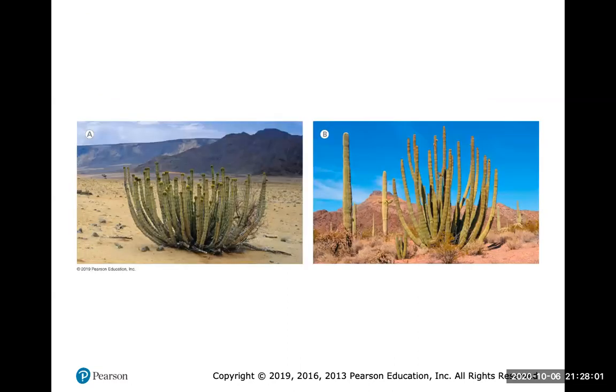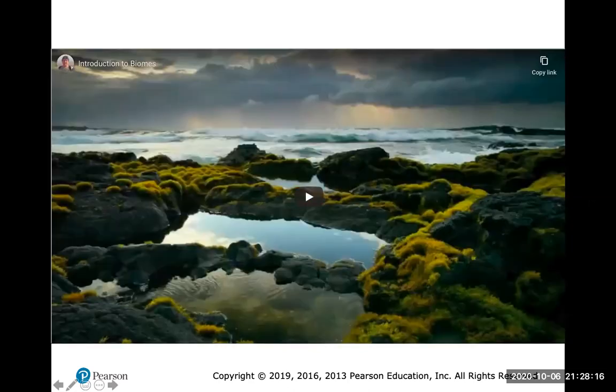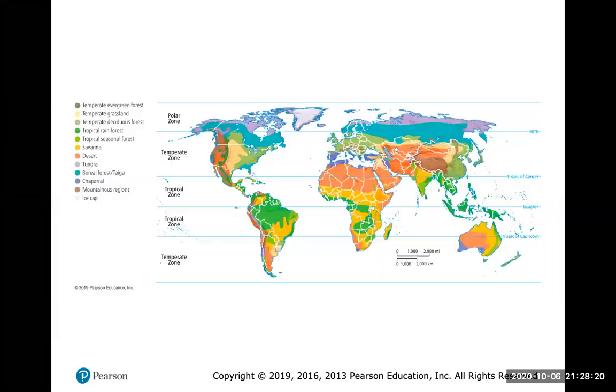So here's a look at desert cacti in different parts of the world, and how they look the same because these are plants that are specifically designed for hot, dry weather. This is a great video looking at the different biomes, and I'd encourage you to watch that. Just download the PowerPoint and you can watch this one on your own.